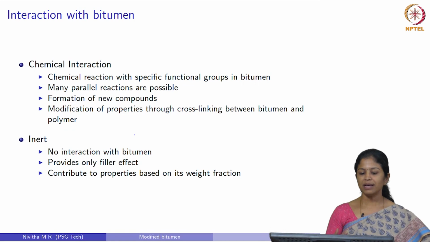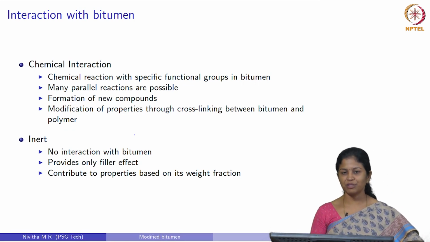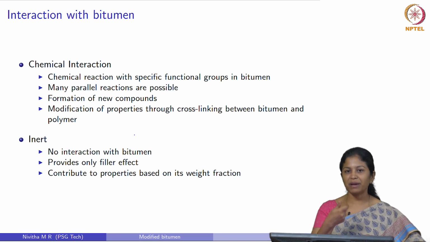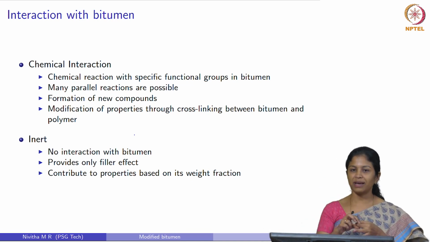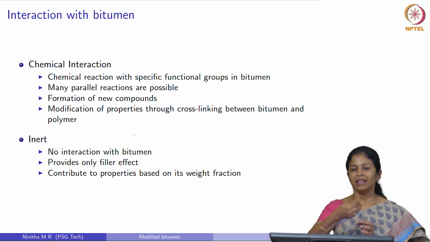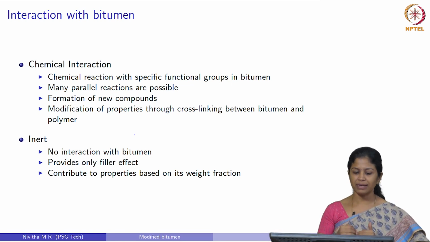The next one is a chemical interaction. As the name suggests, it involves some kind of chemical reaction. There are some functionalities present in bitumen, and there are functionalities present in the modifier. These two chemically interact, that is, they join together to form some new compound, or they remove some material as a result of their interaction. Something like that happens in the case of a chemical interaction.